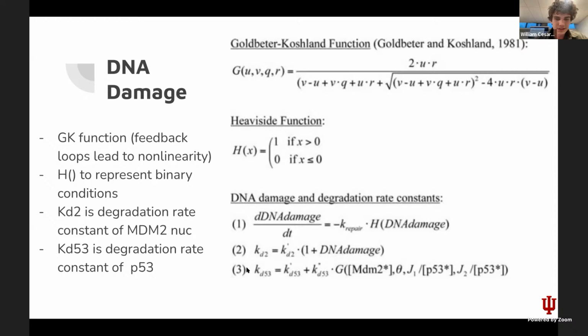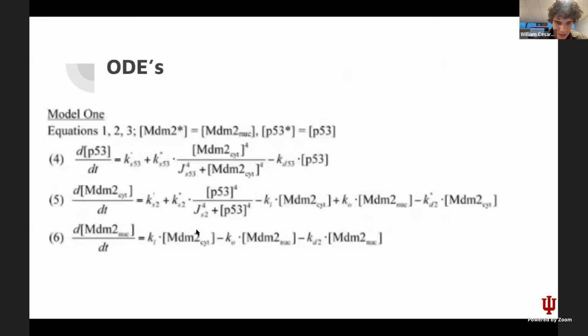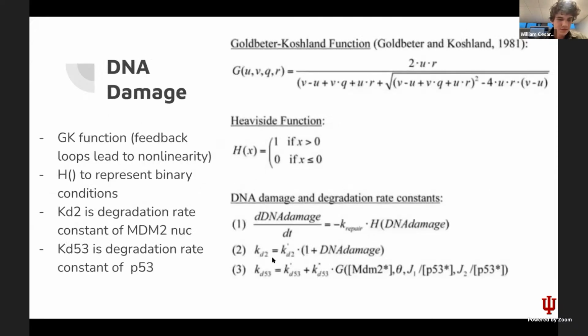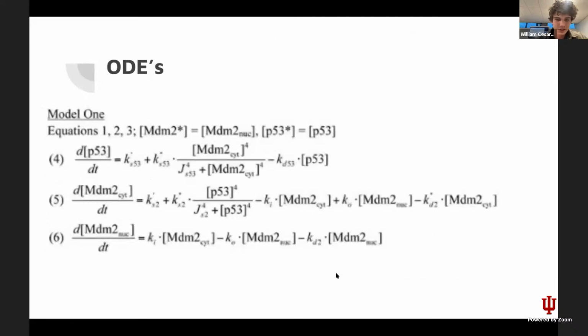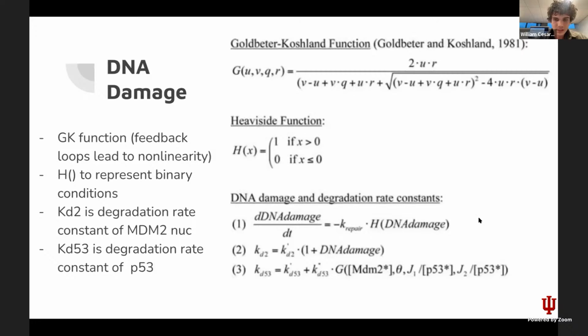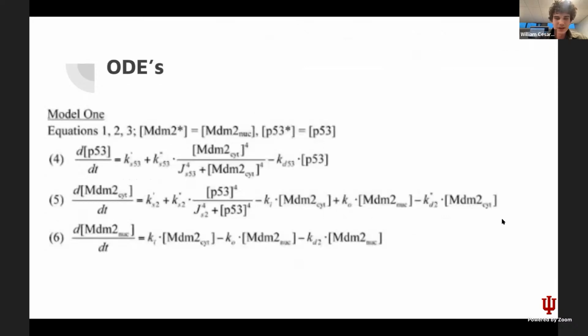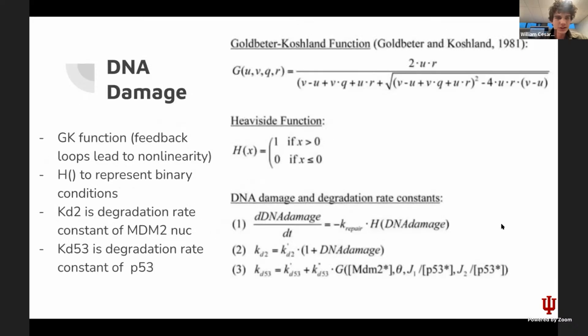And how these constants affect the model is that KD2 is the degradation rate of MDM2. If we go back, KD2 is here, and KD53 is the degradation rate of P53, and that is here. So DNA damage affects all of these constants, and the change in DNA damage is here. DNA damage affects this constant, and thereby affects the other equations, since they're all related.